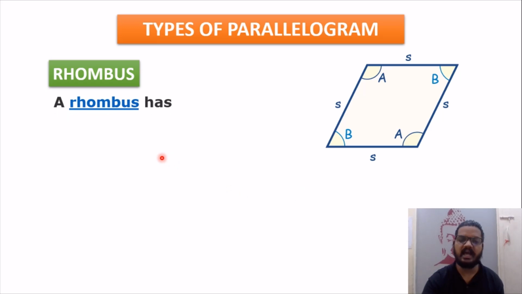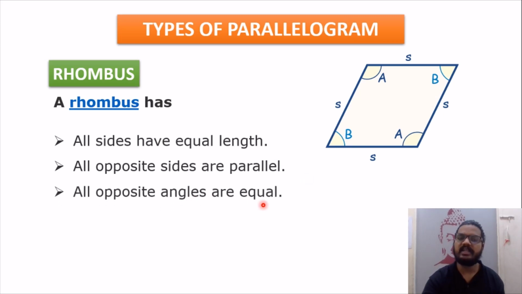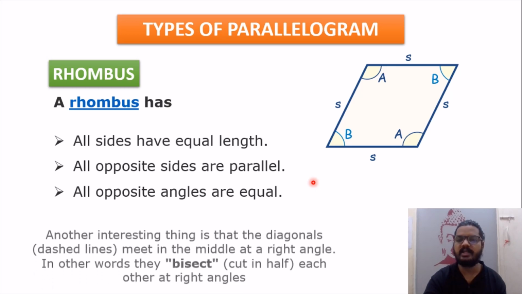So a rhombus has all sides of equal length, opposite sides are parallel, and all opposite angles are equal, but not all angles are 90 degrees. Also you can remember that adjacent angles will add up to 180 degrees over here.